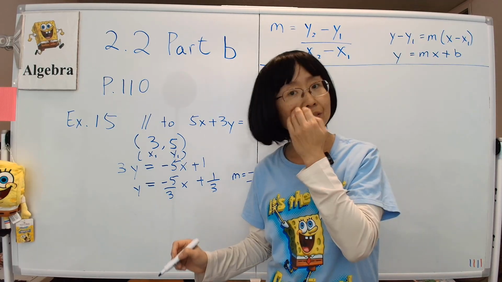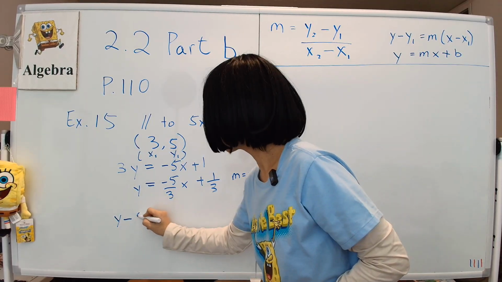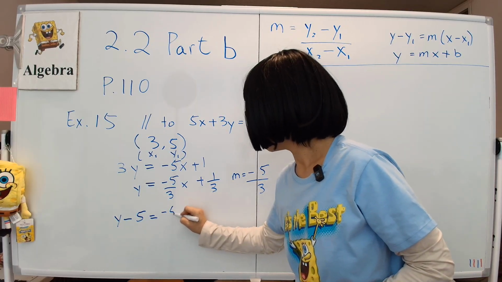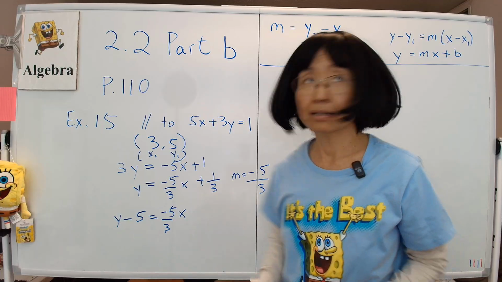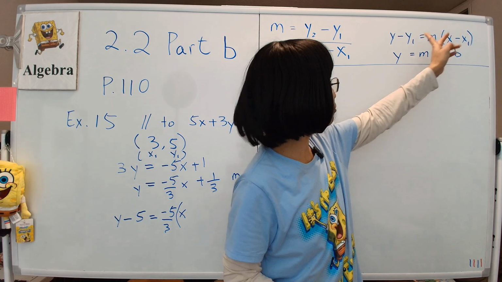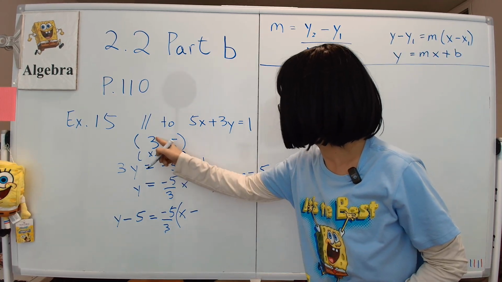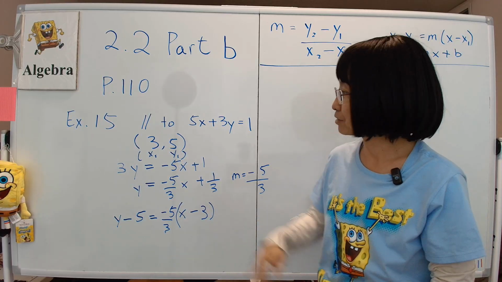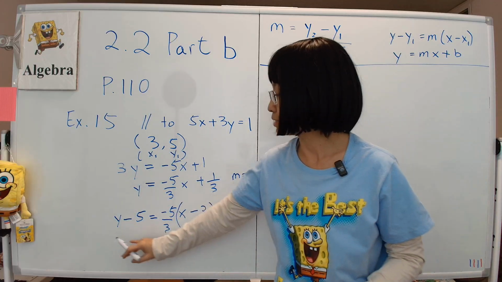So the formula of our new line stands as y minus y1, which is 5, equals the slope, the same slope, so it's minus 5 over 3, times, in parentheses, x minus x1. I forgot the parentheses. I'm following this formula right here. x minus x1 is 3. The tricky part is to keep track of what you're doing: which is x1, which is y1, don't mix it up. And then you get the right answer. So this is the answer.